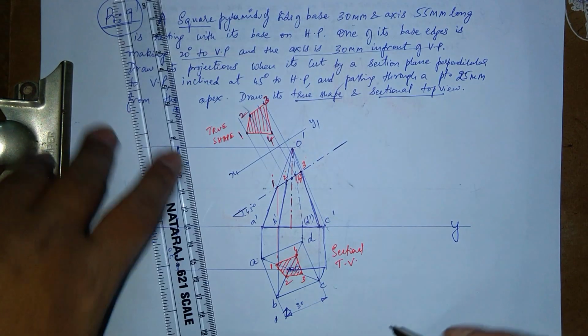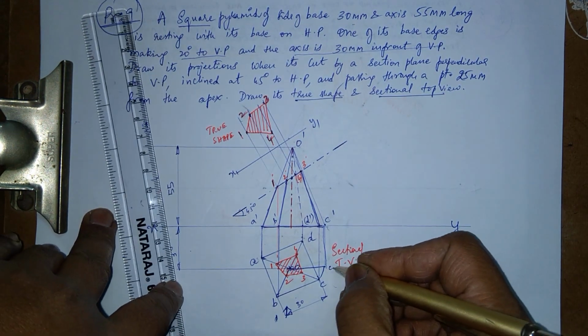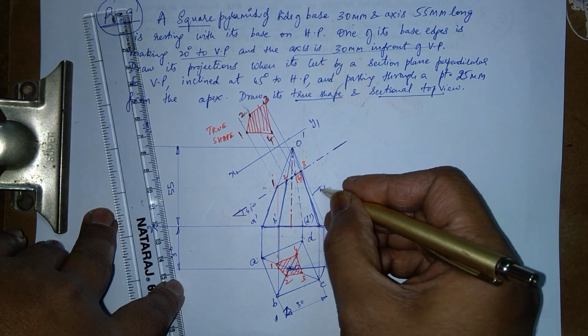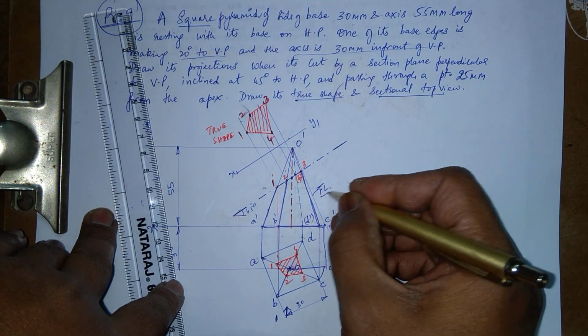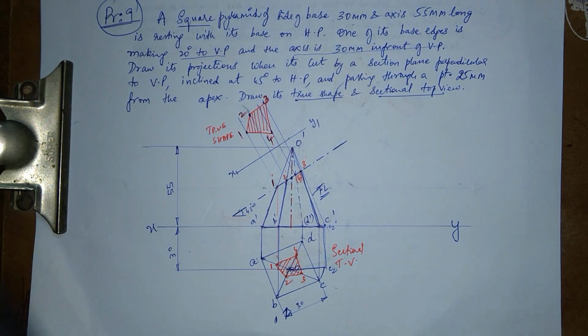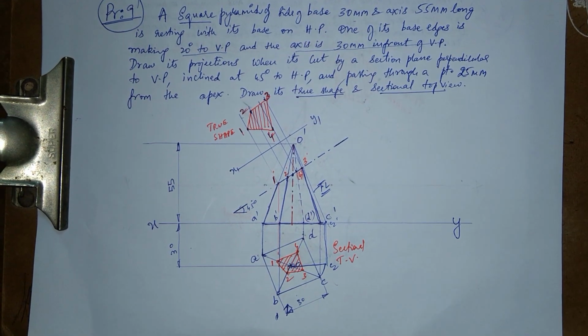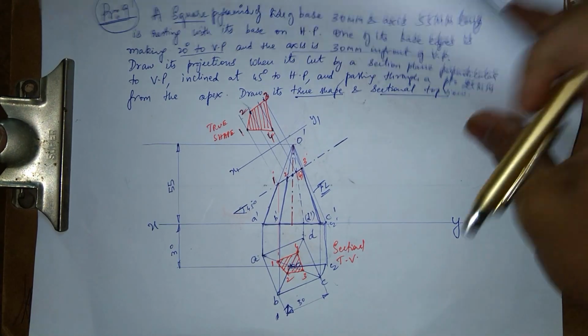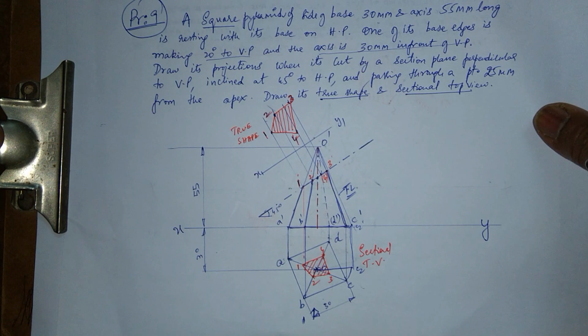If I say this is my C2, this is my C2 dash, this is my true length. Okay, this will be coming handy for us in the coming up topics, that is basically your developments of surfaces. Just remember this is the straight lines concept. Coming up in the next problem, we'll just move on to the next one.